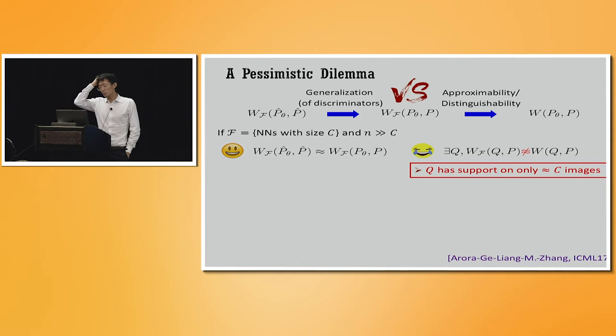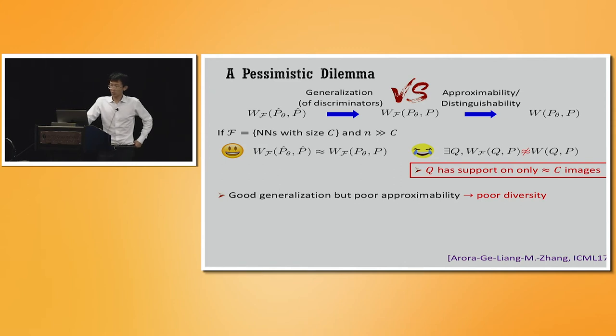However, on the right-hand side, we have some problem, because WF is not a good approximation of W. So the weak discriminator WF cannot approximate W for some distribution Q. And what is worse is that such a counterexample Q has support only on roughly C images. That means that you can find a distribution Q that has very low support that fools the discriminator.